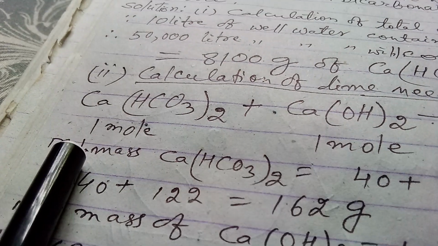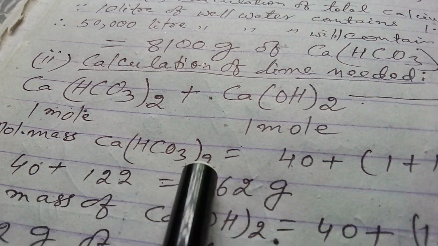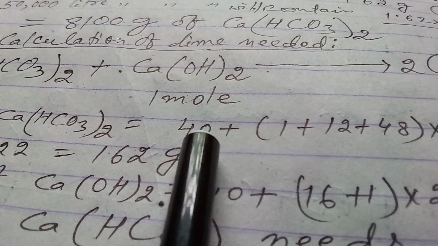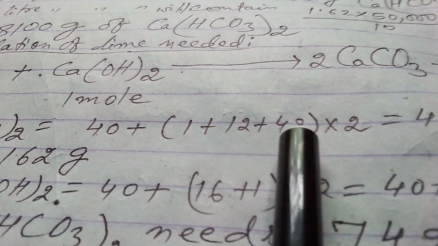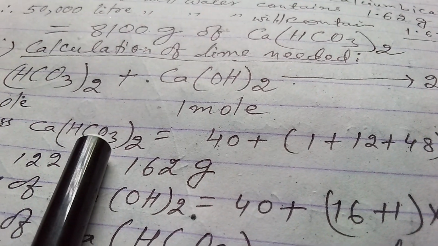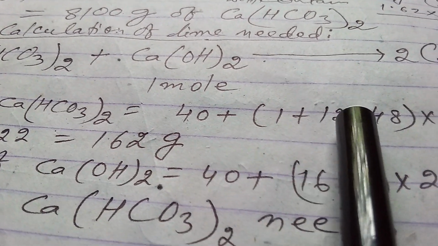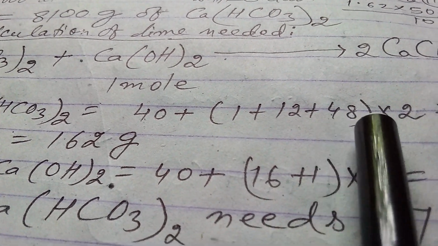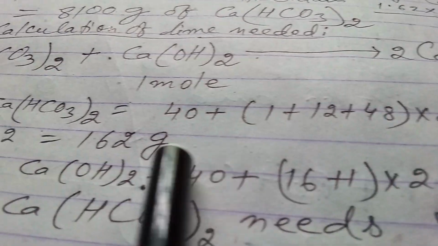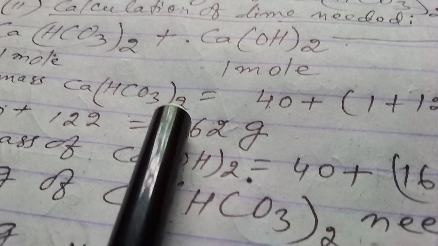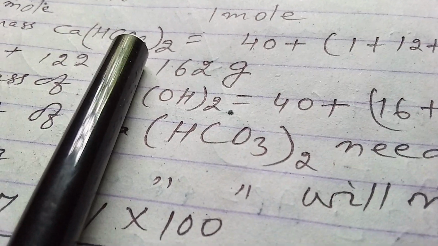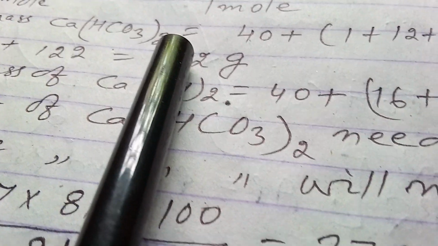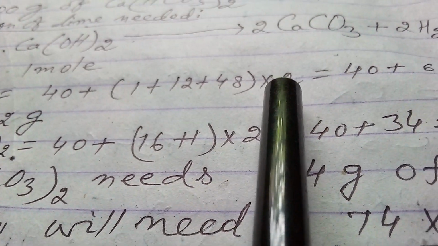we find the molecular mass of calcium bicarbonate, that is equals to 40 plus 1 plus 12 plus 48. 48 because here oxygen is 3, so 16 times 3 is 48. So I have written 48. And bracket close into 2 because this 2 is for hydrogen, carbon and oxygen all. For all these, 2 is there. That's why here I have written into 2.